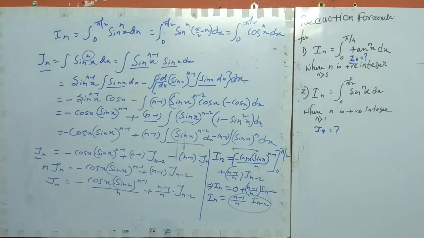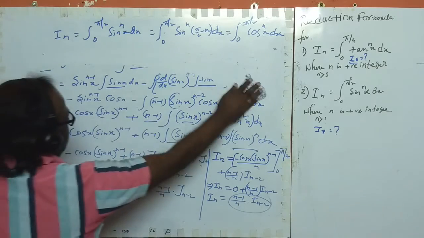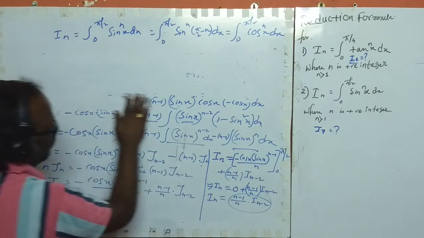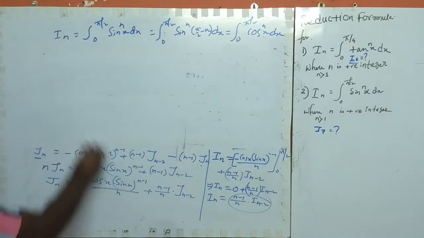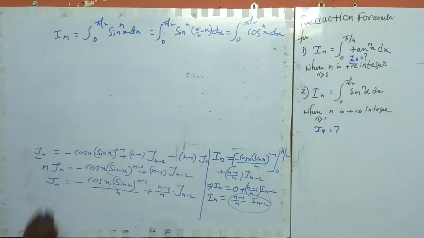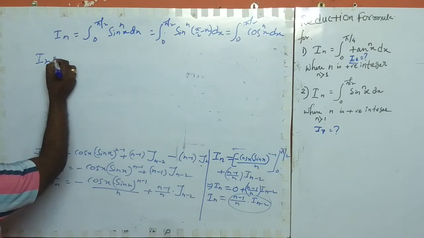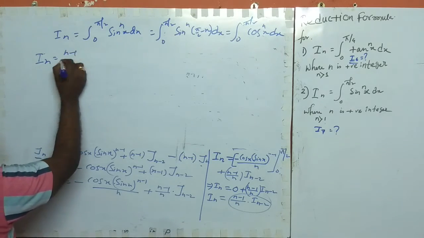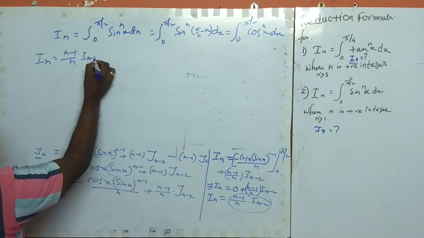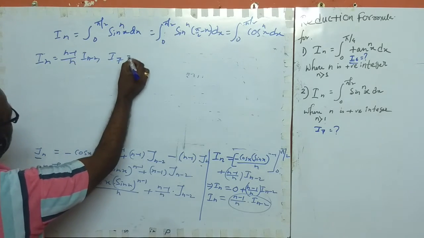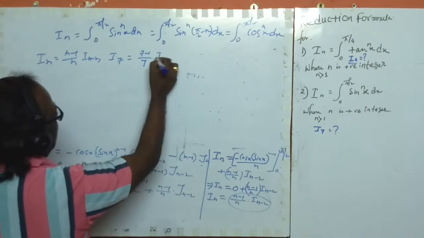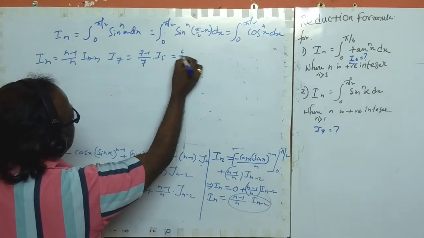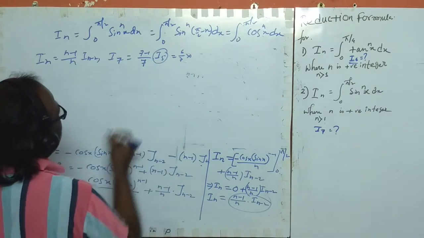And also I7 can be found easily. So see here, In will be n minus 1 by n into In minus 2. Find I7. So that is 7 minus 1 by 7, I5. Okay, that is 6 by 7. Again I5. Then use the formula for 5.